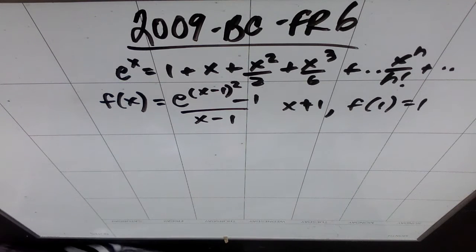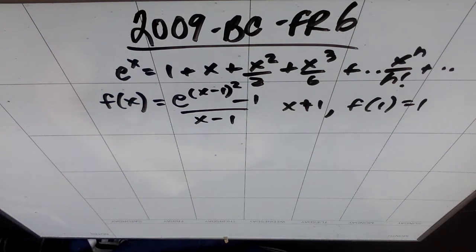All right, we are back at AP Review. This is 2009 BC Free Response 6. The Maclaurin series for e to the x is this, which we should all have memorized anyway, just to be clear. Most APs aren't going to give you the e to the x Maclaurin series.